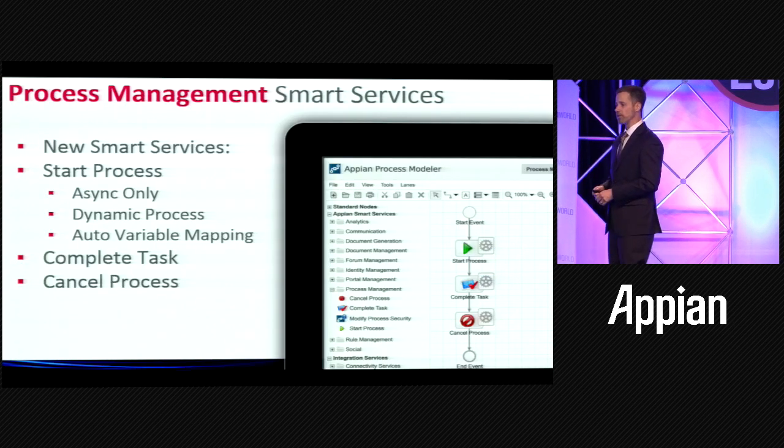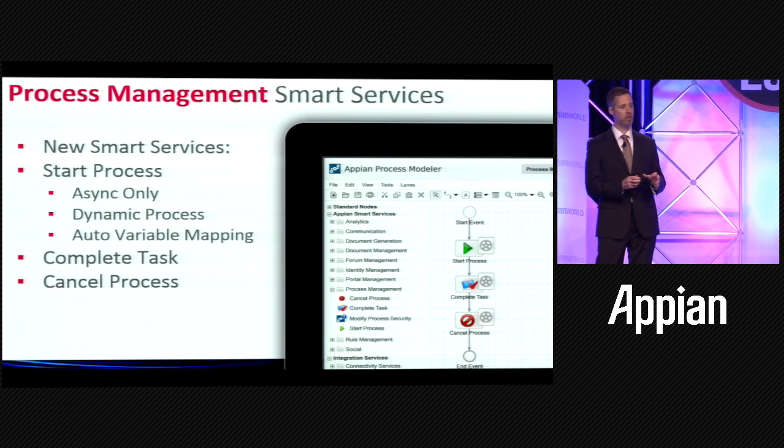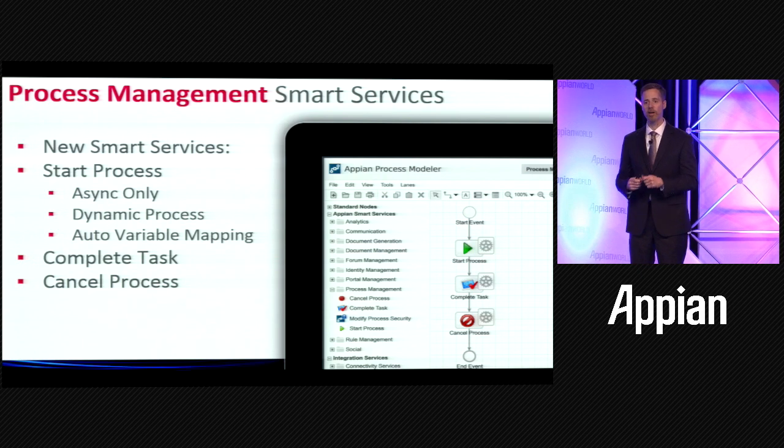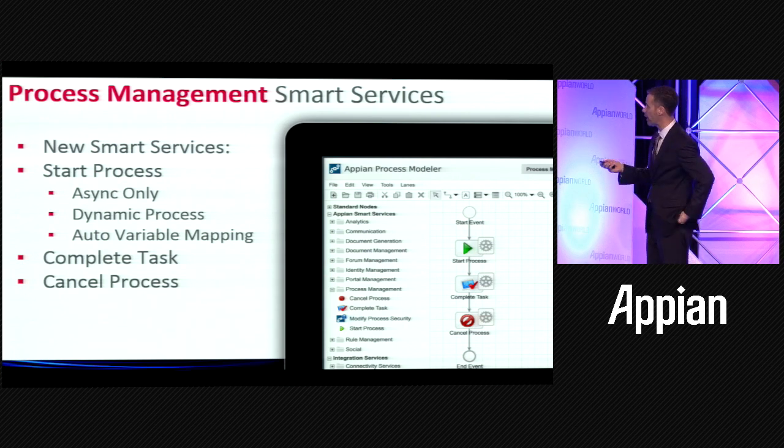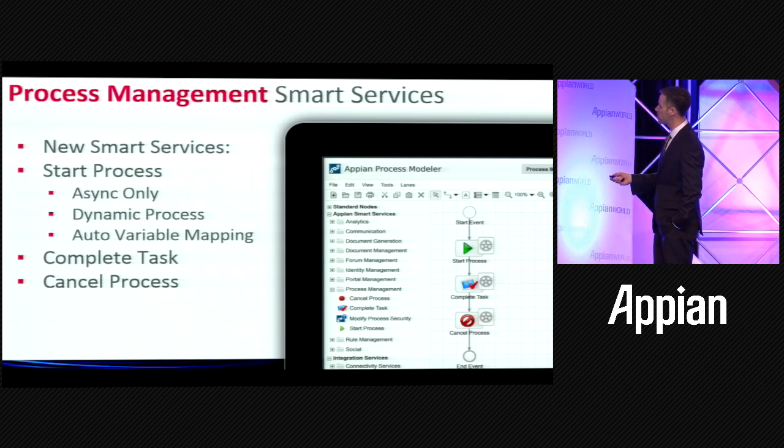Process management smart services is actually a big and important one. If you're able to attend some of the other tracks or learning sessions around automated testing in the Appian product and automated management of Appian processes, this is a key enabler of that. So Appian is introducing these four new smart services to control other processes. So now you can design a process that starts other processes.